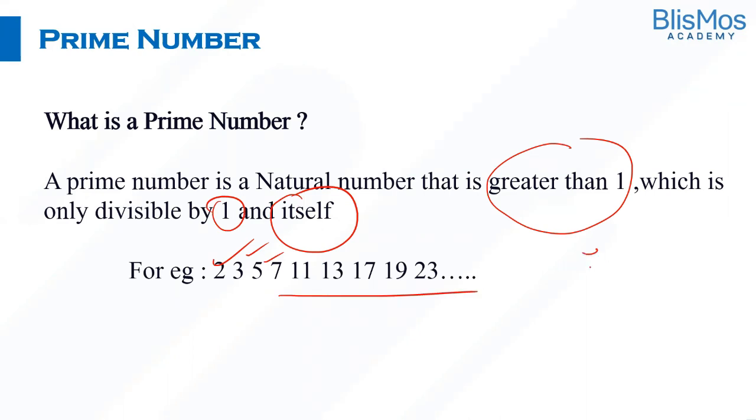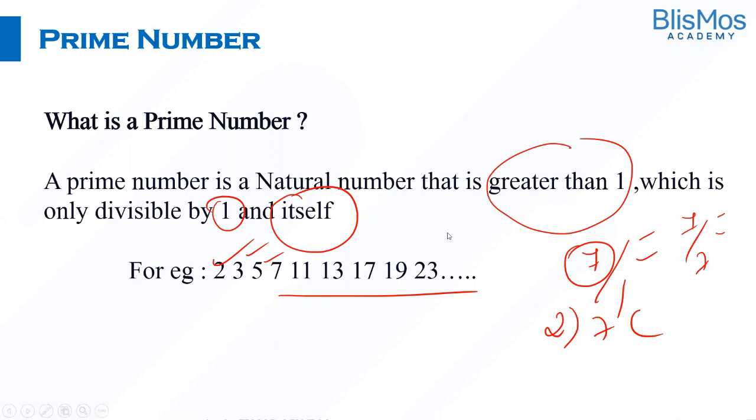Let us say 7. Can any other number divide this? When you say divide, divide as a whole. Okay, so let us try. By 1, yes, it is divisible. By 7, yes, it is divisible. But how about 2? 2, 7. Okay, no, it is not. How about 3? No. That way, it is a prime number.